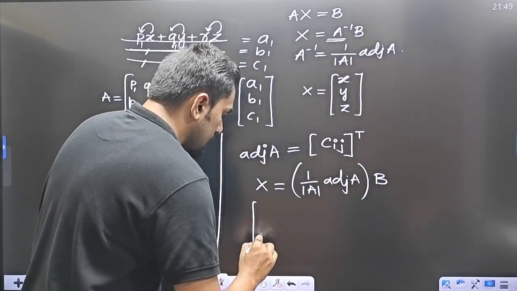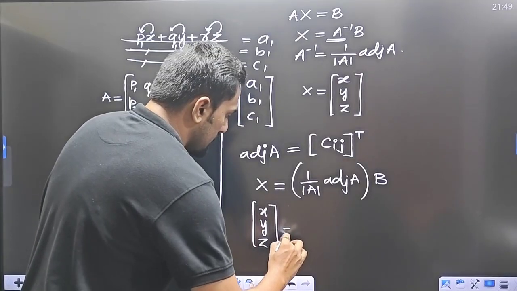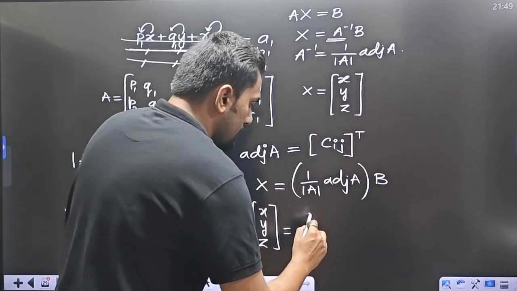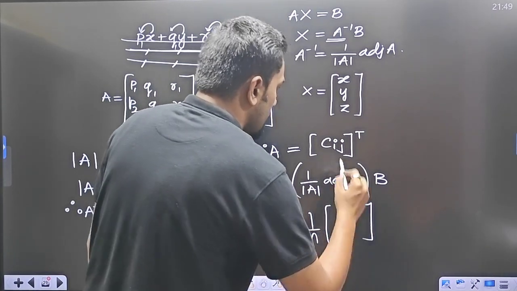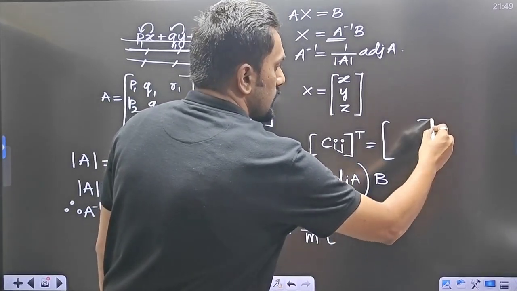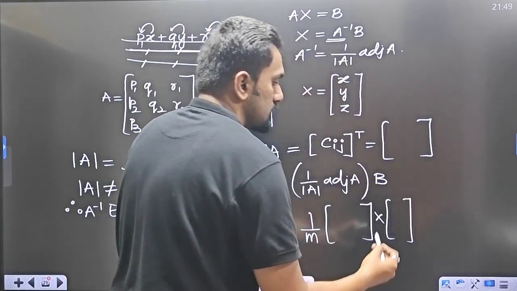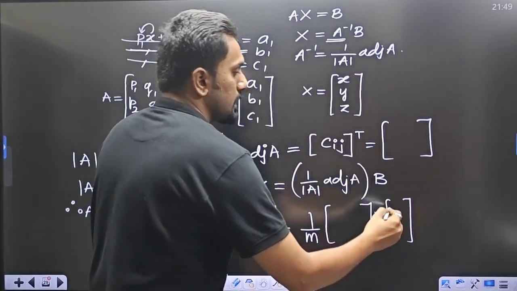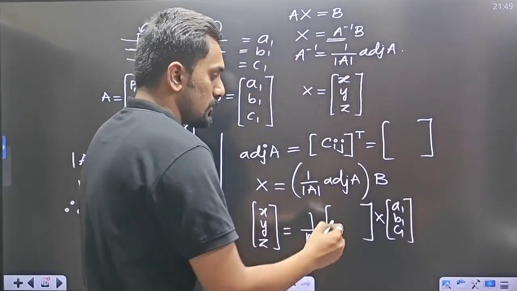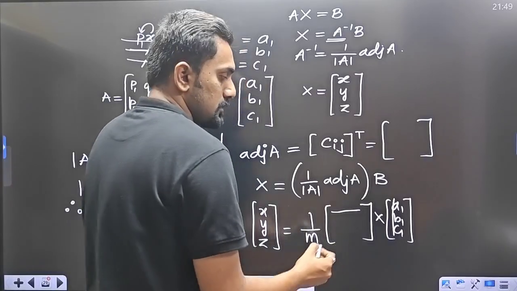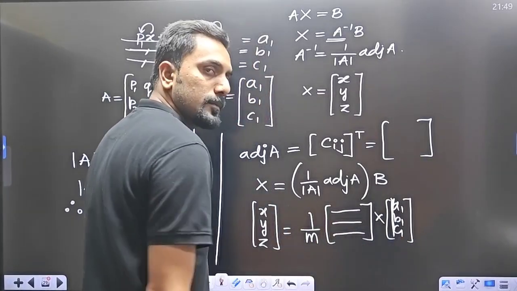So X, that is the column matrix x y z, you write. 1 divided by det A, you have already written it. Adjoint A, we have already found here. And multiplied with B, which is already a column matrix. Column matrix is here, look, A1 B1 C1: first row first column, next second row first column, third row first column.